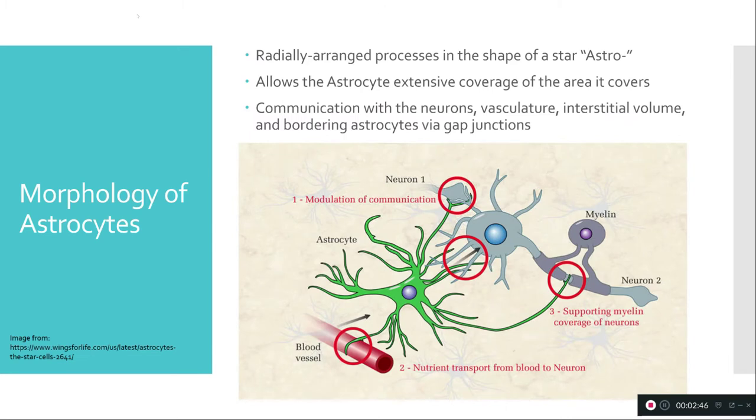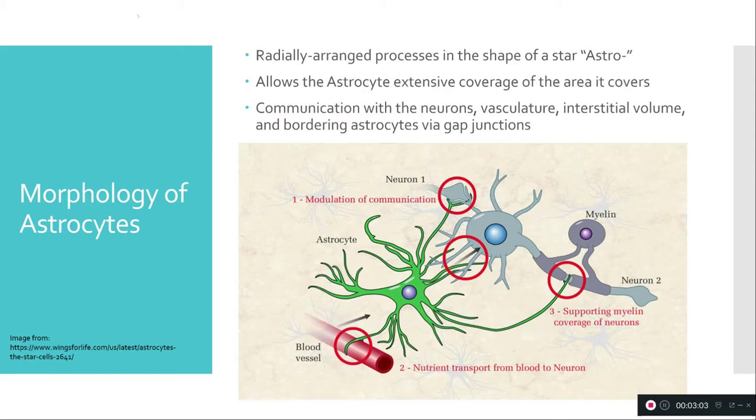So here's some of the morphology. Out of the 4 basic types of astrocytes, the morphology is going to differ a little bit in different areas. And morphology plays a huge role in the function of the cell itself. So I want you to take note of that.